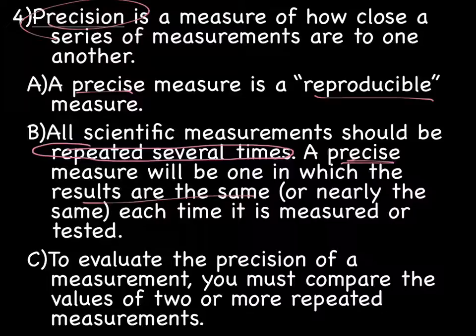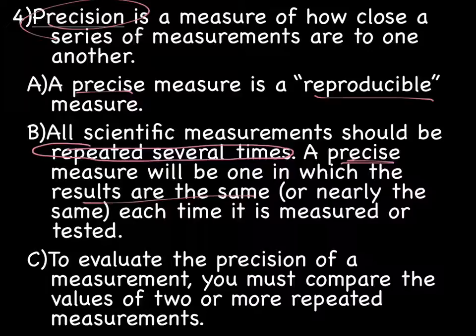Versus if I were to weigh something and I got 3 grams the first time, and then the second time I weighed it, I got 4.7 grams. And the third time I weighed it, I got 2.4 grams. Those measurements are not very precise. Okay, so precise measurements, a series of measurements measuring the same thing again and again, you get the same or almost the same quantity. Okay?